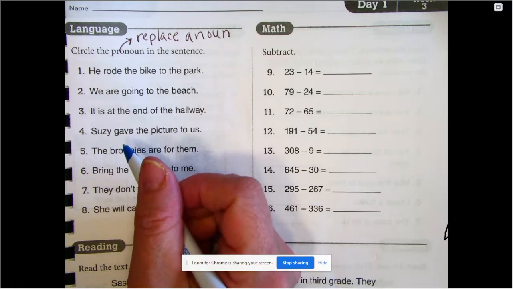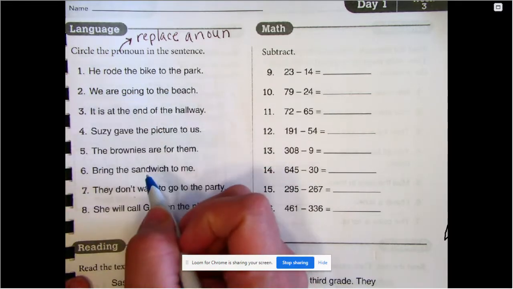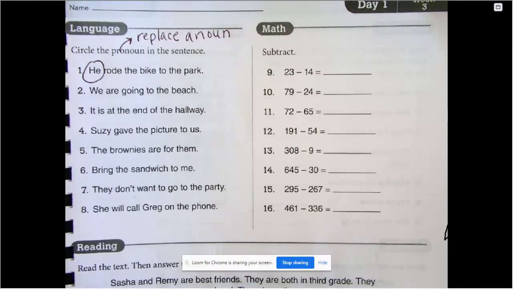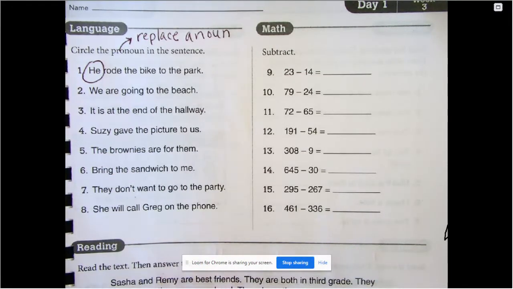He rode the bike to the park. Well, it could have said, Michael rode the bike to the park, but we have a pronoun here. So we're going to circle the pronoun. I'll read these and then I want you to circle the pronoun in the sentence.